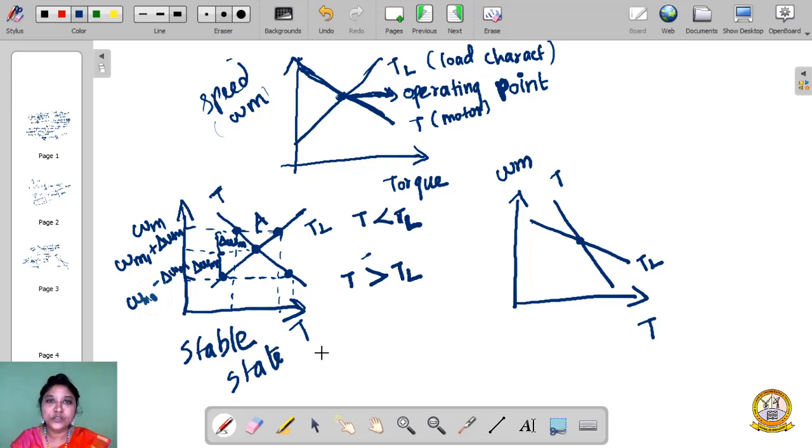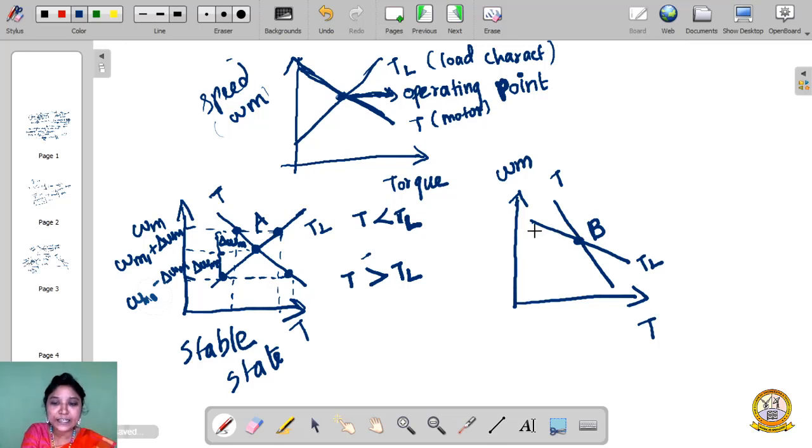Next, if you come to the next example, similarly to the previous case, we are taking the speed and torque characteristics. The motor torque and load torque intersect at a point, and we call this point B. We take this point as the operating point B. Now we are going to check whether this condition is stable or unstable. How will you check? We are going to make changes, that is, increase the speed and decrease the speed.